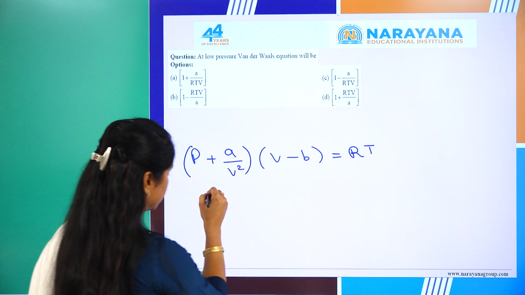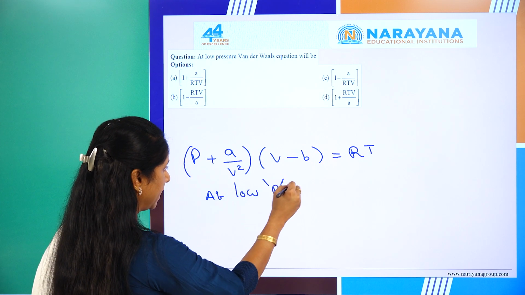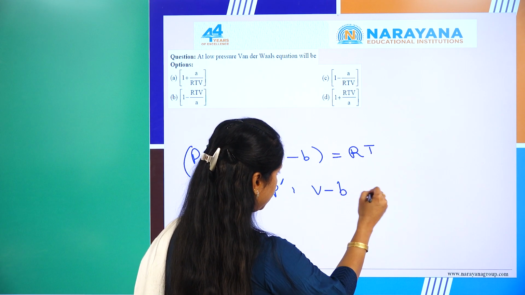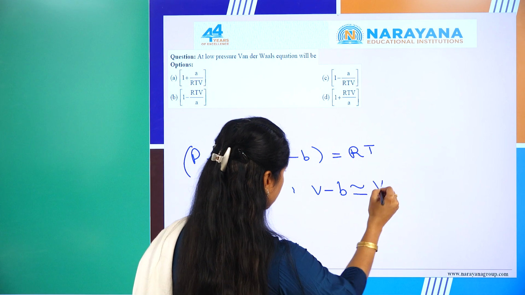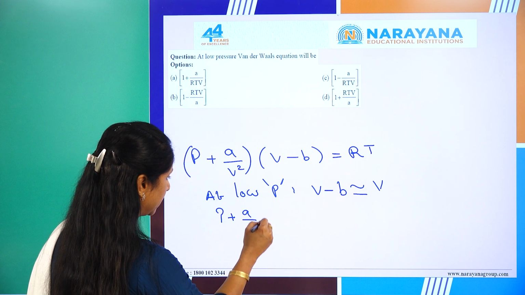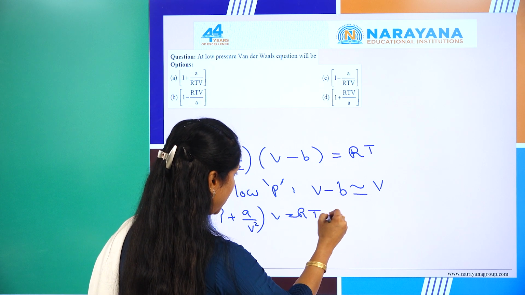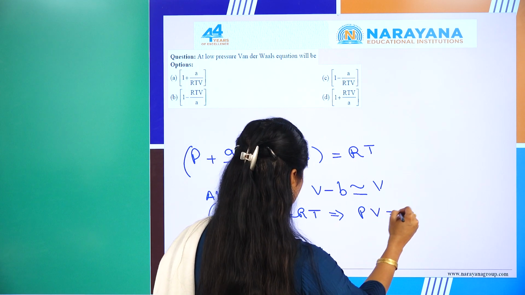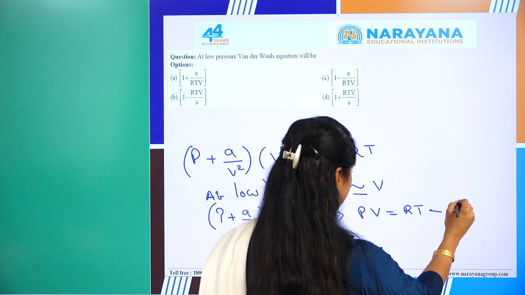So at low pressure, I can neglect the volume correction as volumes are high. So I can approximate V minus B to V. Therefore, the corrected equation can be P plus A by V square into V is equal to RT, whereby expanding this equation, I can get PV is equal to RT minus A by V.